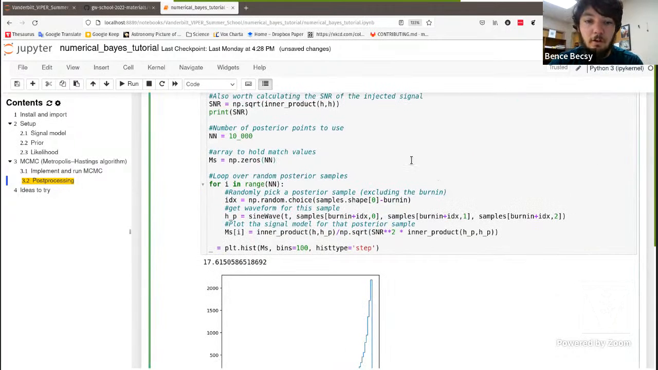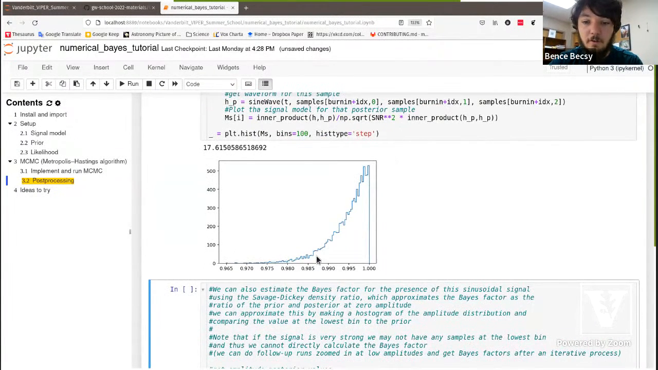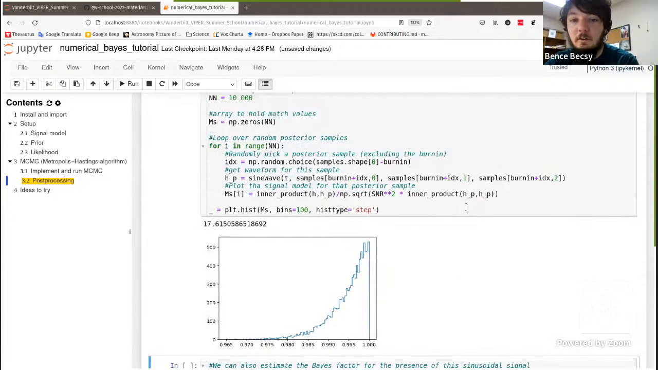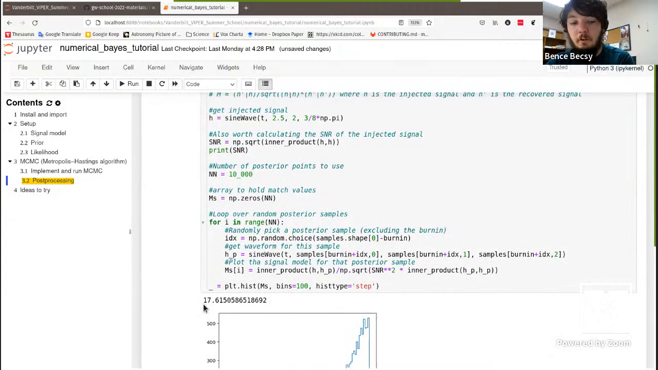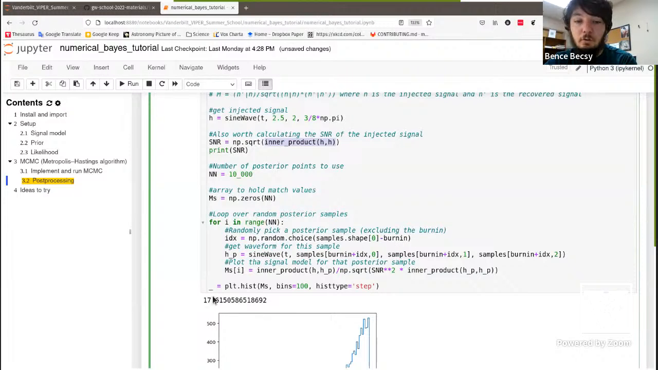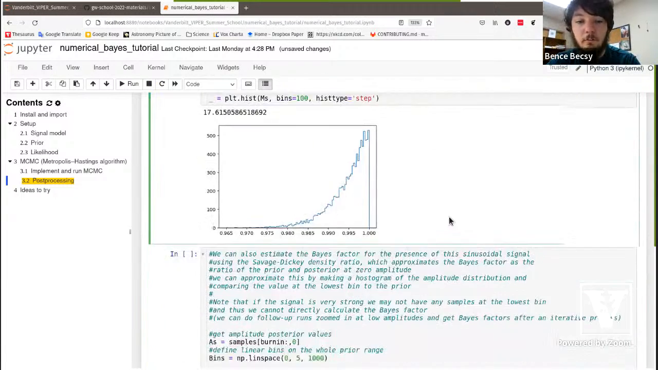And then if we calculate the matches, you can see that it's basically peaking at 1, and most of the values are about 0.98, so really good match with the injected signal. And yeah, I also calculated the signal to noise ratio here, so that's just the inner product of the injected signal with itself and taking the square root of that. So in this case, that's an SNR of 17.6, so a pretty strong signal in this case.